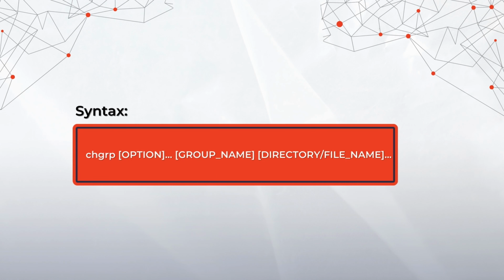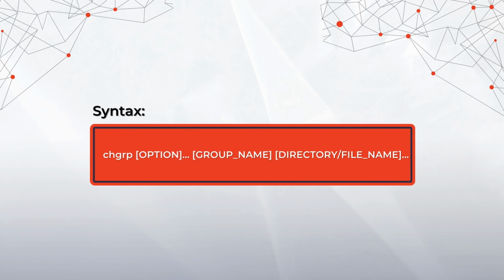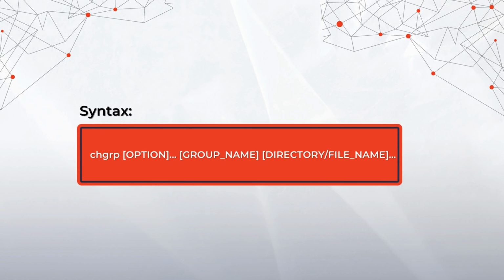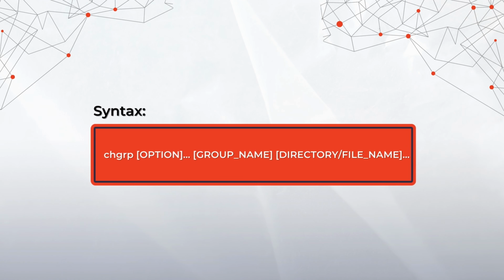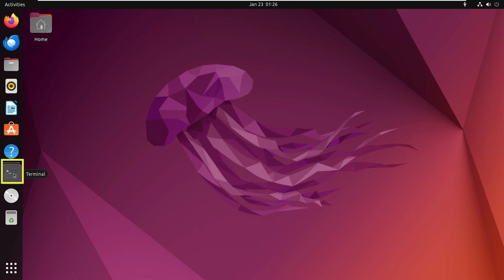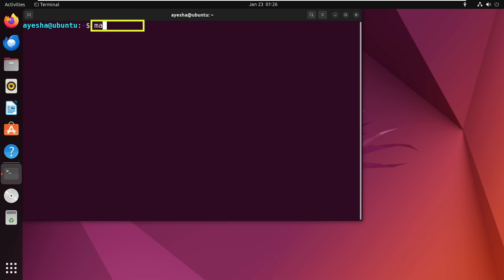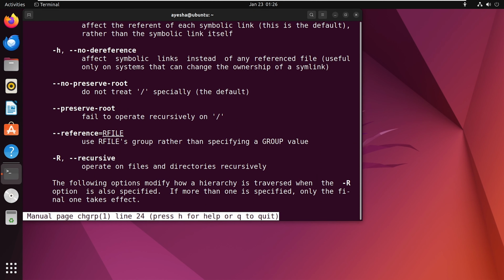Now let's talk about the syntax. The basic syntax of chgrp includes the command chgrp followed by options. After that, you specify the new group and the file or files you want to change the group ownership of. And if you open the terminal and execute this command, this will open up the manual of chgrp command. If you scroll down, you can see all the options that go with this command. To exit it, press Q.